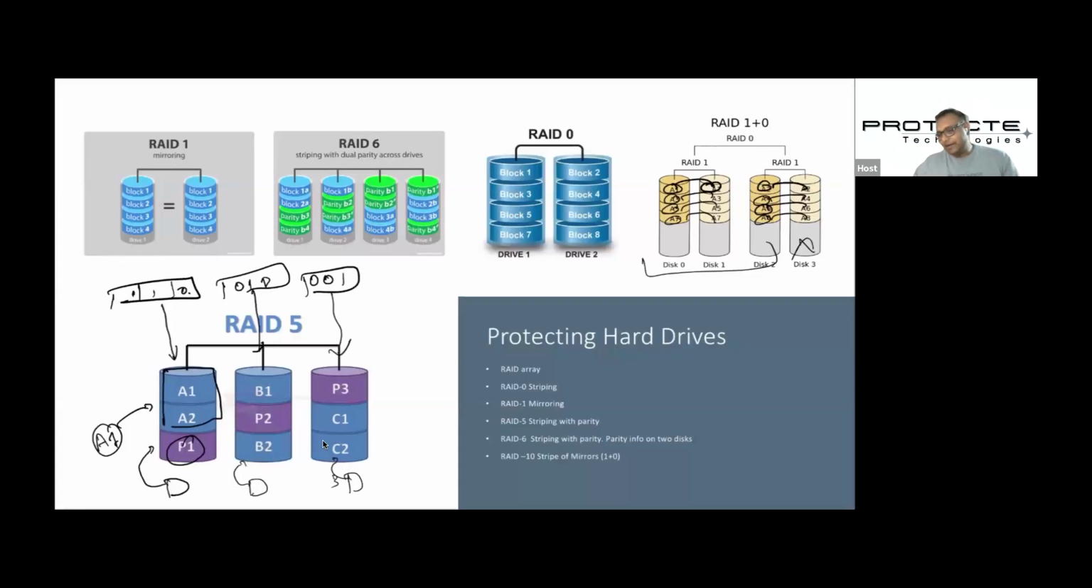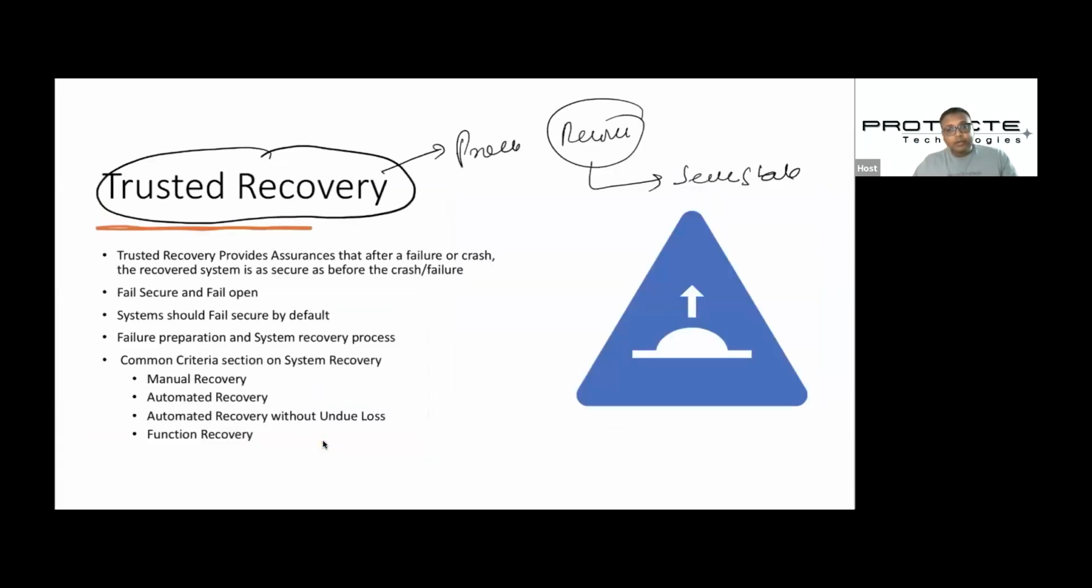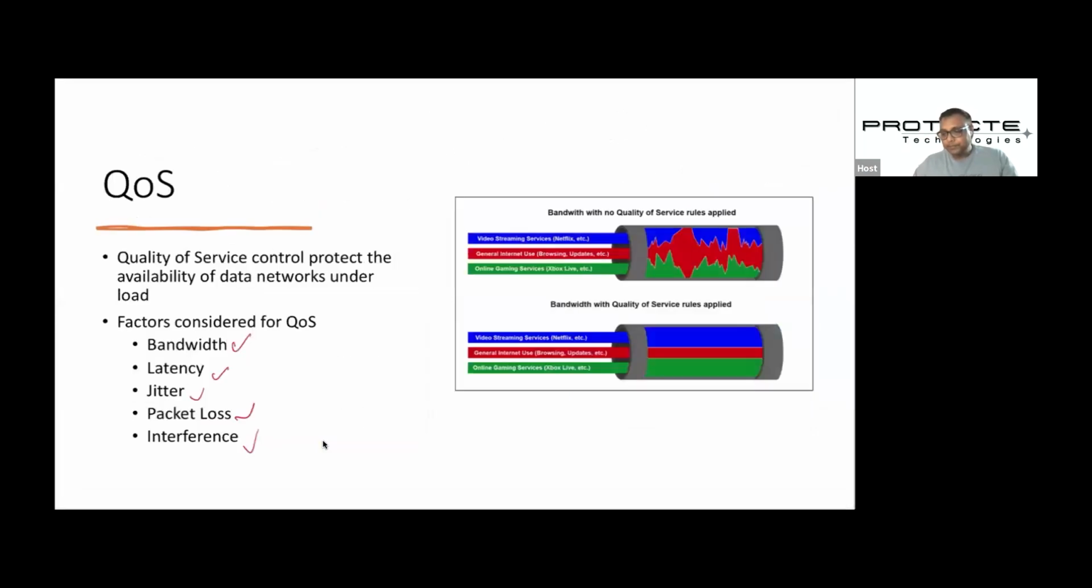Right. Generally, RAID 1 and RAID 0 are the most commonly asked. Trusted recovery means you are trying to recover the system into a trusted state. So the common criteria which we saw gives 4 ways of recovery: manual recovery, automated recovery, automated recovery without undue loss, and functional recovery. Not important. You should know what trusted recovery is.